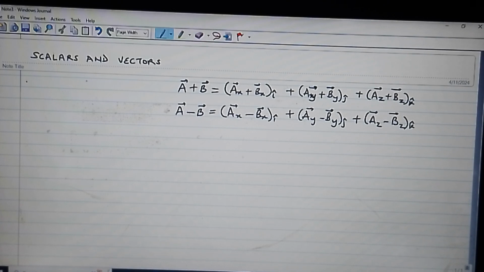So assuming I have the vector A is equal to 2i minus 5j plus 4k. I have another vector B equal to minus 2i plus 3j minus k.